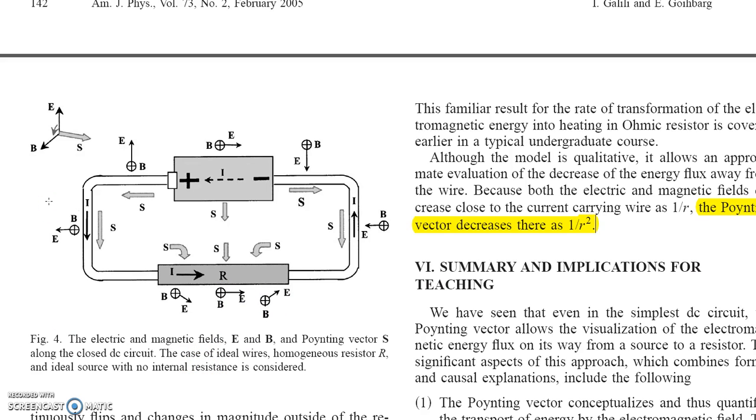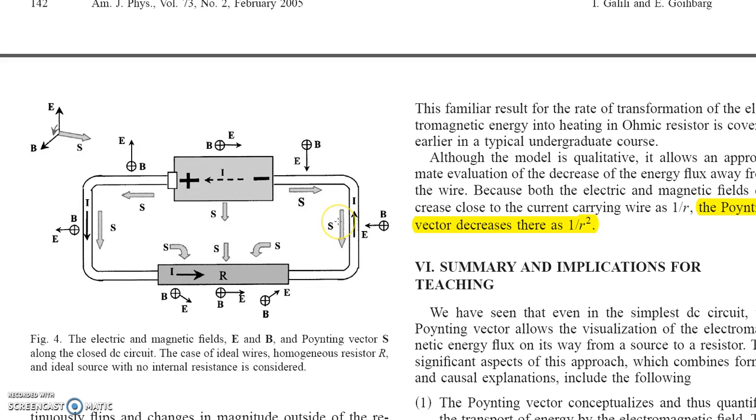The B field is caused by the current flowing through the wire, so we use our right hand wrap rule and we get B fields on the outside of the wire that are going into the page. We now use our other right hand rule to work out the pointing vector. Pointing vector is E cross B, and when we apply our right hand rule we get pointing vectors as indicated by these grey arrows here.